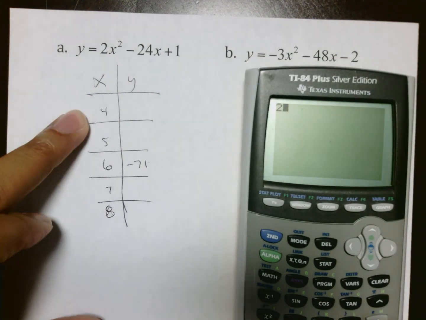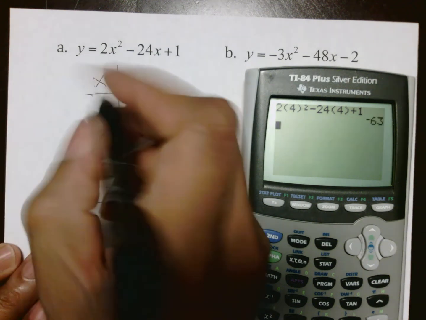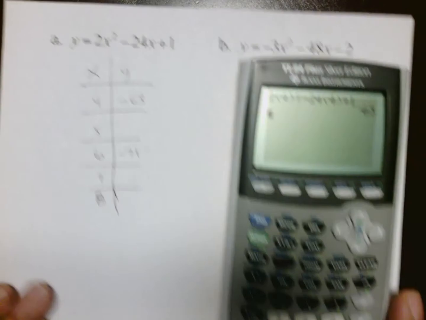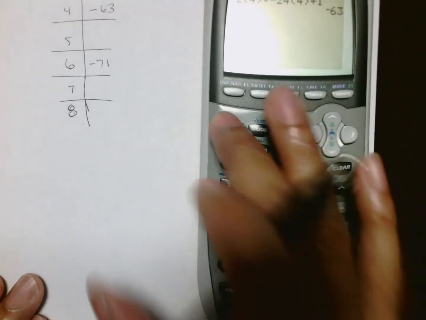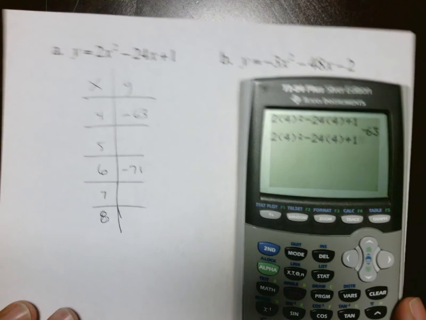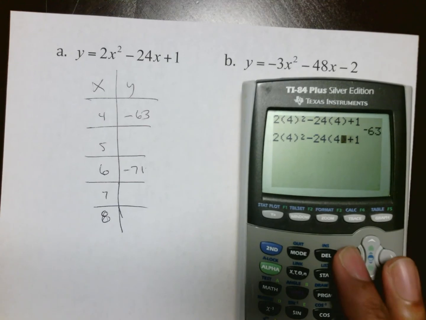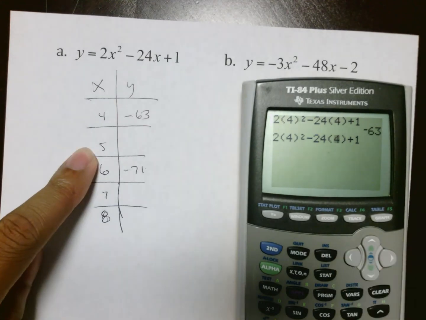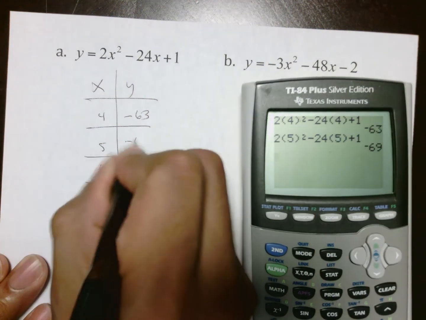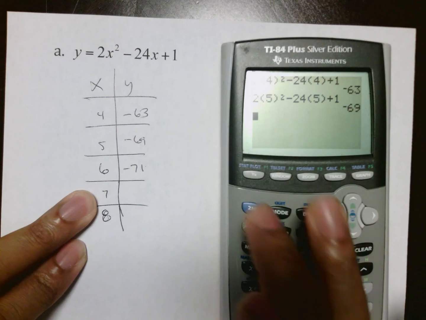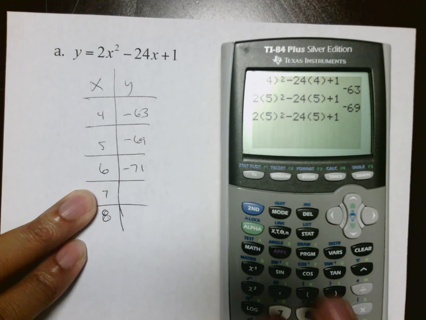So we'll do 2 parentheses 4 squared minus 24 parentheses 4 plus 1, 2x squared minus 24x plus 1, and you get -63. Now watch carefully, because here's what we do. We hit second enter on this calculator, and it brings it all back. Now all I have to do is arrow back using that side arrow and turn my 4s into 5s, which makes life a lot easier. -69 here.